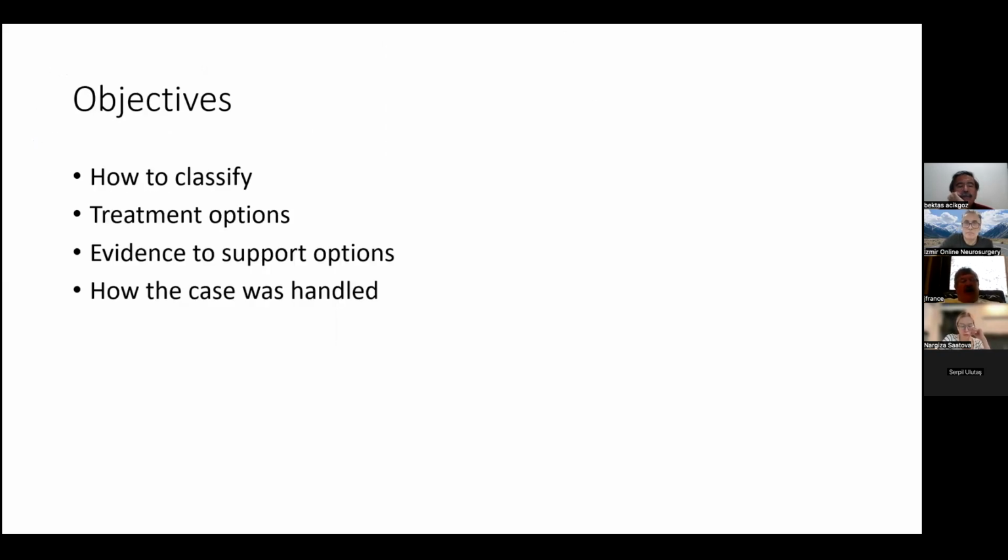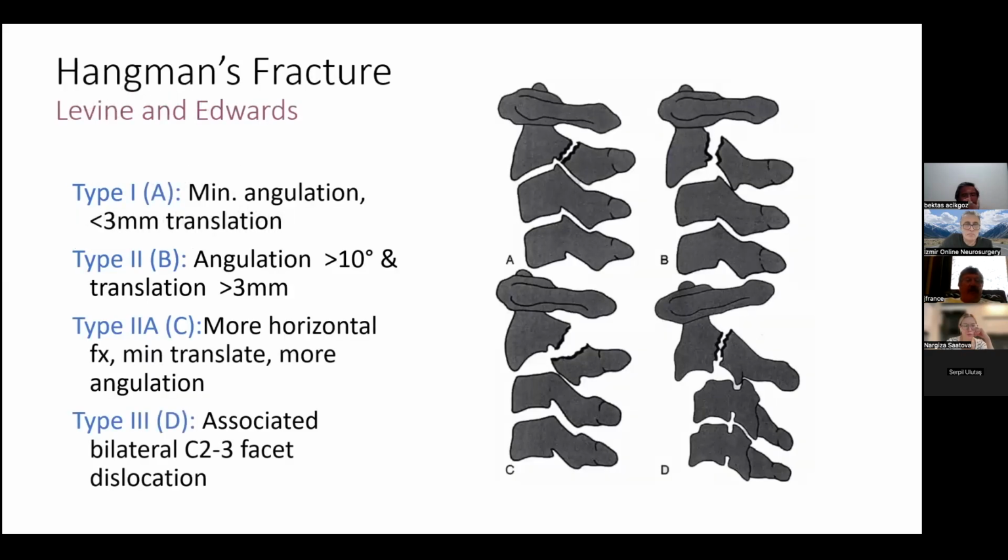So as part of this talk, we'll talk a little about classification. We'll talk about treatment options, some of the evidence that supports the options, and you'll see this evidence is really not all that great and a little bit scarce, and we'll talk about how we handled this particular case and why. So the classification we use most frequently is the Levine-Edwards classification.